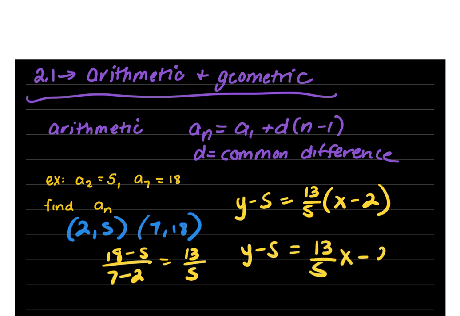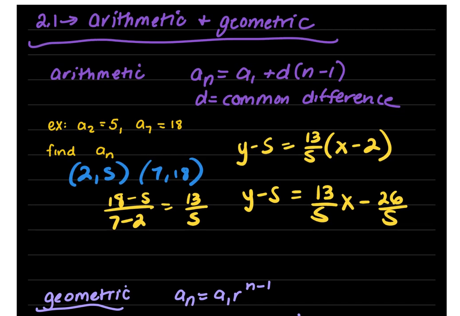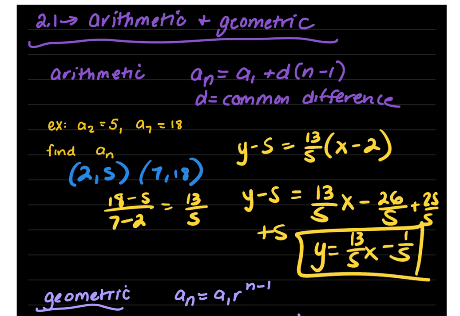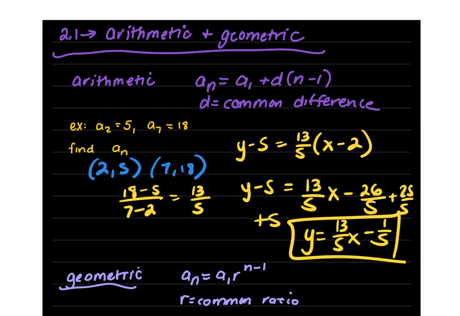Distribute. The answer is 2.6. How do you know? Oh, she just divided 13 by 5. That's not what I wanted. 25 fifths. So this would be y equals 13 over 5 x minus 1/5. That, if it asks for a linear, obviously that's it.